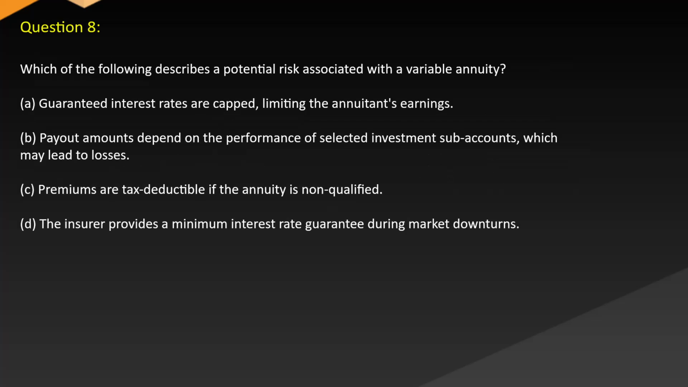Question 8. Which of the following describes a potential risk associated with a variable annuity? A. Guaranteed interest rates are capped, limiting the annuitant's earnings. B. Payout amounts depend on the performance of selected investment sub-accounts, which may lead to losses. C. Premiums are tax deductible if the annuity is non-qualified. D. The insurer provides a minimum interest rate guarantee during market downturns.